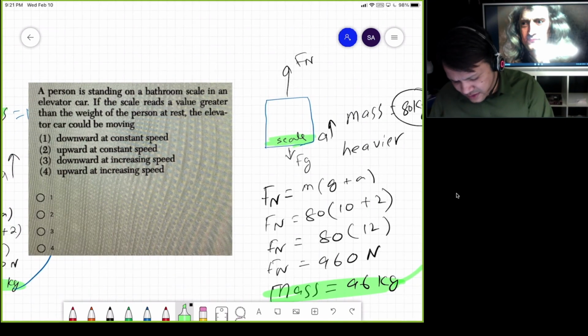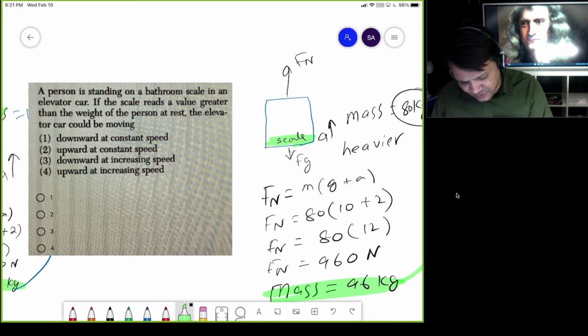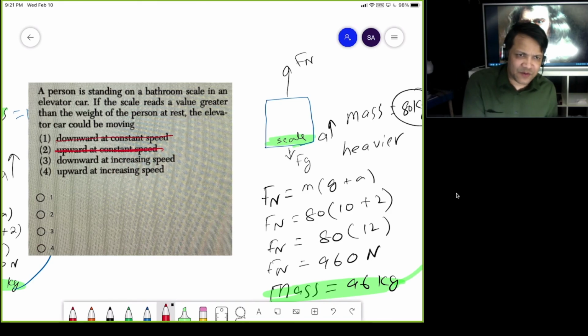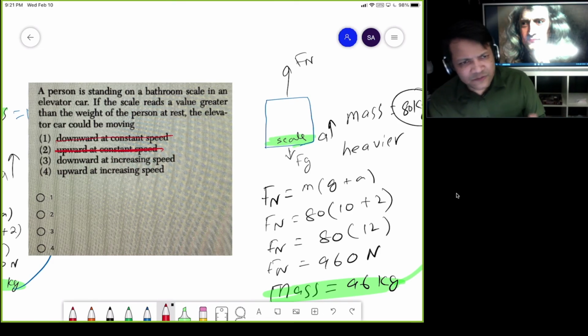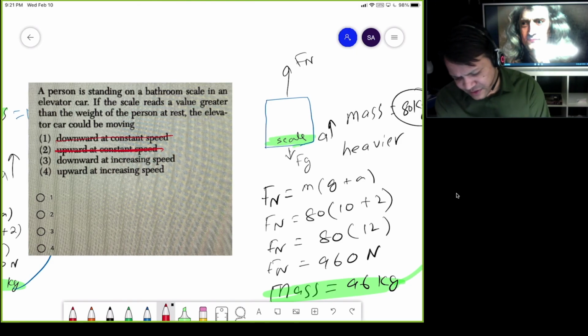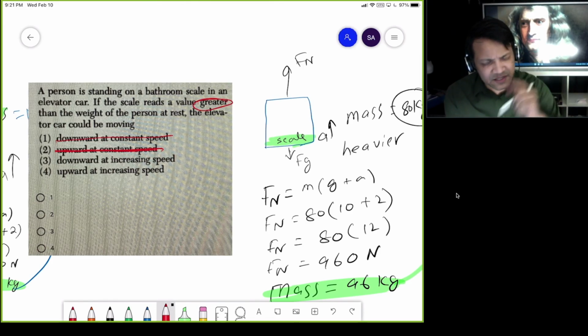Of course, then the answer would be that the elevator must be moving upward or downward at constant speed. At constant speed, the person won't feel anything. It's normal, so this is wrong. Upward at constant speed, the person will not feel heavier or lighter, but normal. If the person is 10 kilogram, the scale will read 10 kilogram. It won't read a greater value. There should be some acceleration.